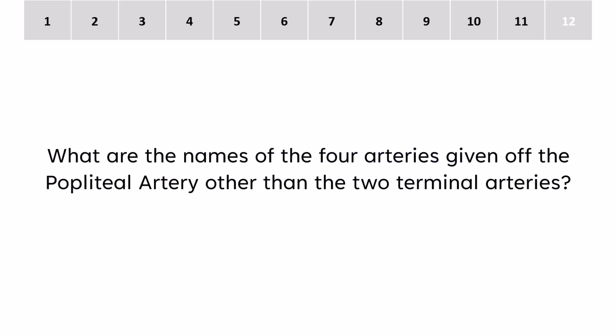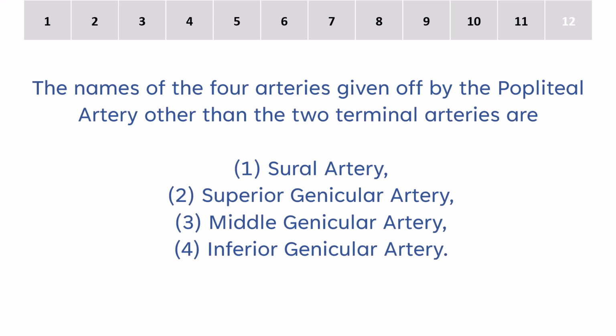What are the names of the 4 arteries given off the popliteal artery other than the two terminal arteries? The names of the 4 arteries given off by the popliteal artery other than the two terminal arteries are sural artery, superior genicular artery, middle genicular artery, inferior genicular artery.